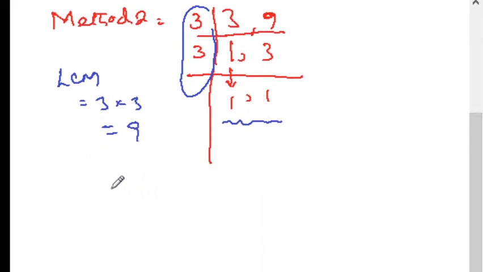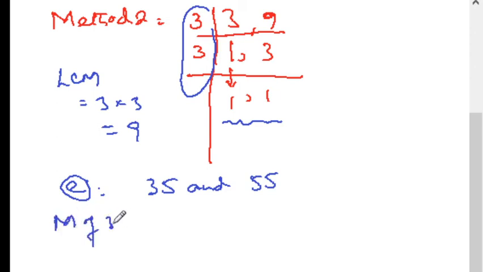Now part E. Part E is 35 and 55. So 35 LCM is what? Multiples of 35. 35 ones are 35. I will get the help of a calculator here. Just give me a minute. In a few seconds. Okay, yeah. 35 ones are 35. 35 twos are 70.